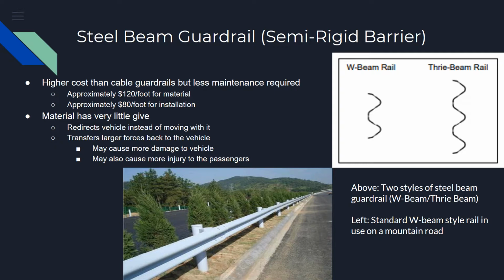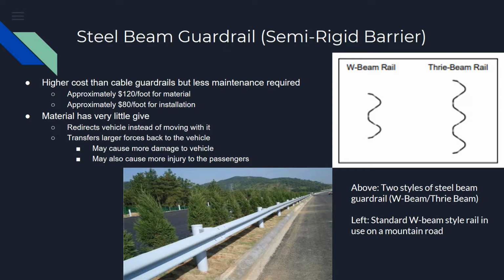This type of rail is very sturdy and does not give much when collided with. For this reason, this type of rail is used in areas where it is crucial that the vehicle does not make it through the barrier, such as near water bodies, steep inclines, or on sharp turns. The negative aspect of this is that more of the energy created by the crash is transferred back to the vehicle and the passengers, which can result in more vehicle damage and personal injury.